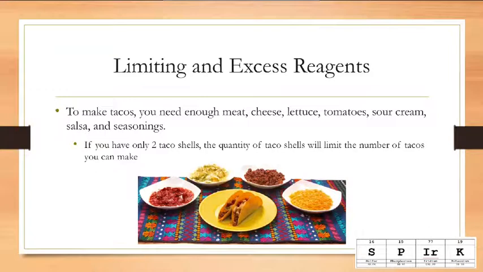So, if we were going to make tacos, you need enough meat, cheese, lettuce, tomatoes, sour cream, salsa, and seasonings, if that's all the things that you like. But if you only have 2 taco shells, the quantity of taco shells will limit the number of tacos you can make. Think about it. If we have a lot of extra meat and extra cheese, but we only have 2 taco shells, we're only going to be able to make 2 tacos. So the taco shells would be our limiting reagent.